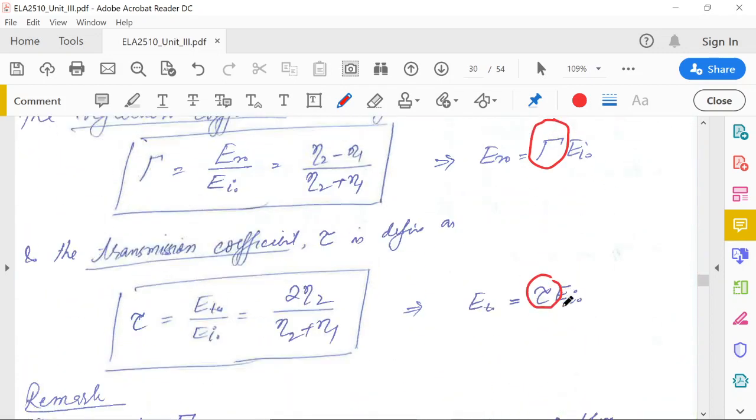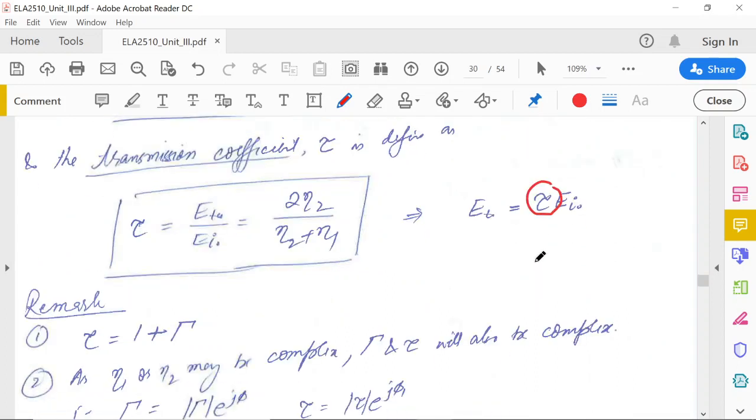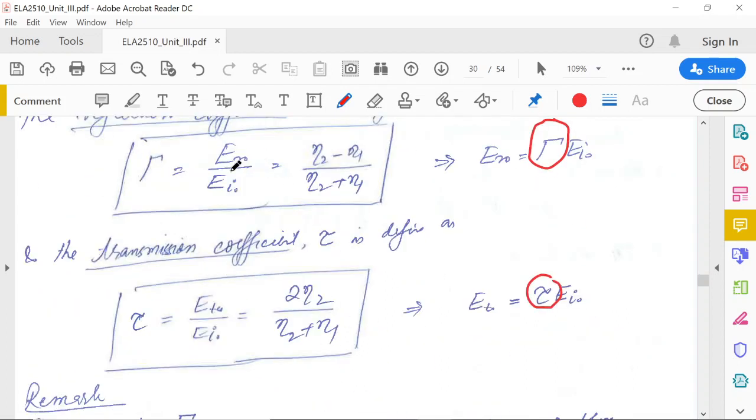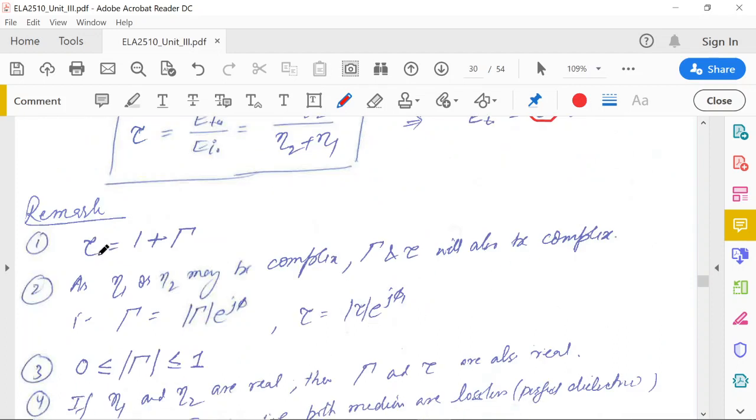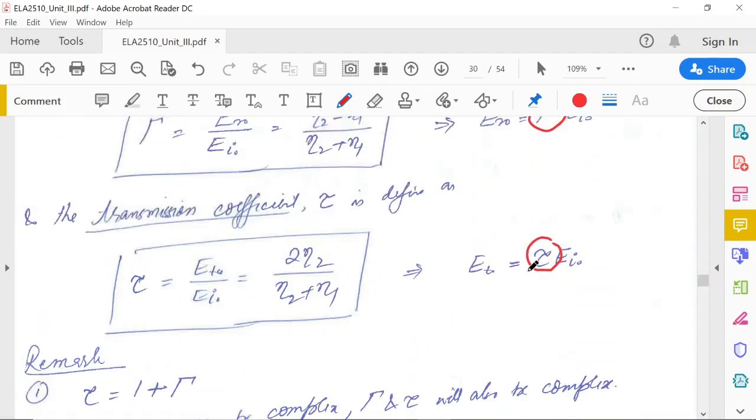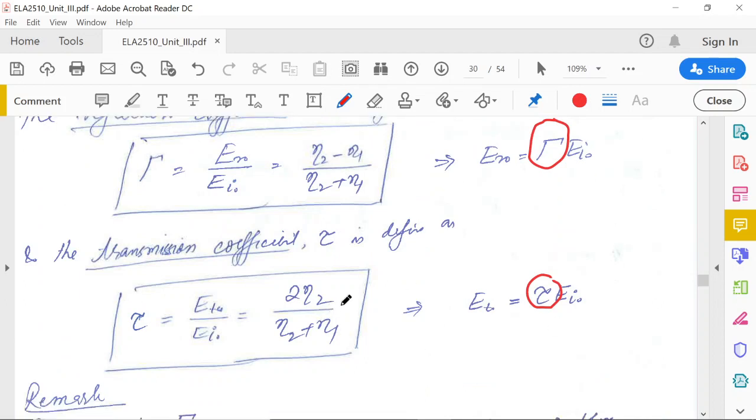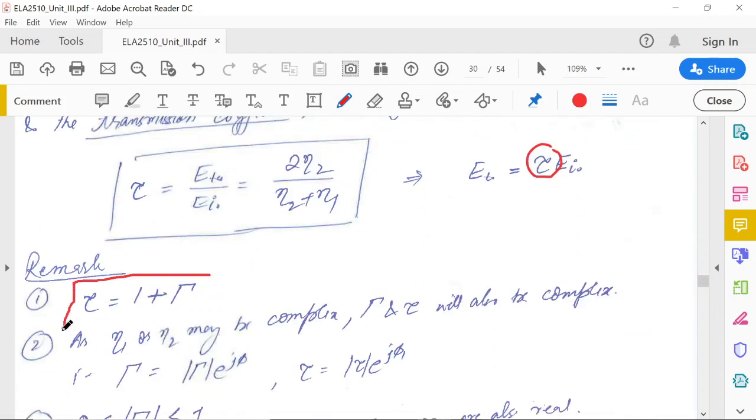So gamma and tau are complex quantities. Once you know ERO or EI, with this gamma you can find the ratio of HRO over HIO and so on. Now, you can see that if you add 1 to this one, you will get the same quantity. Then, if you know the reflection coefficient, you can find the transmission coefficient just using this formula. So you can verify this one.